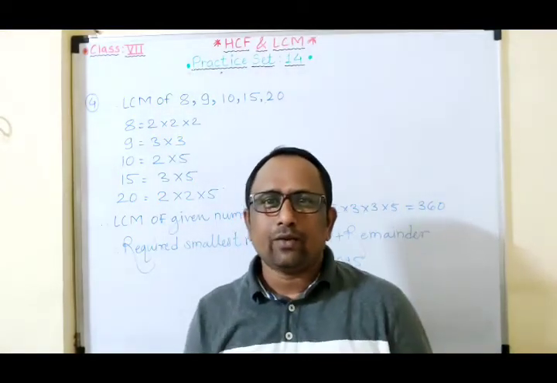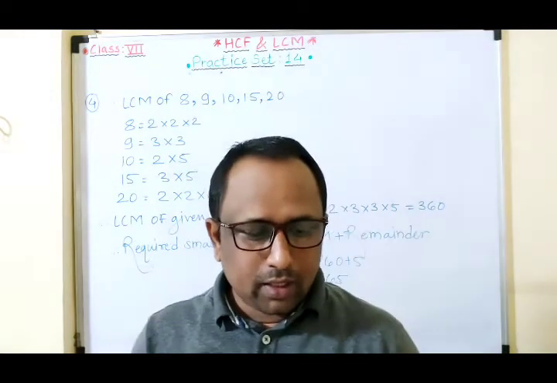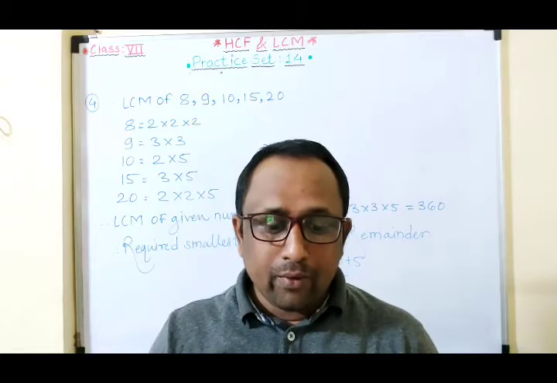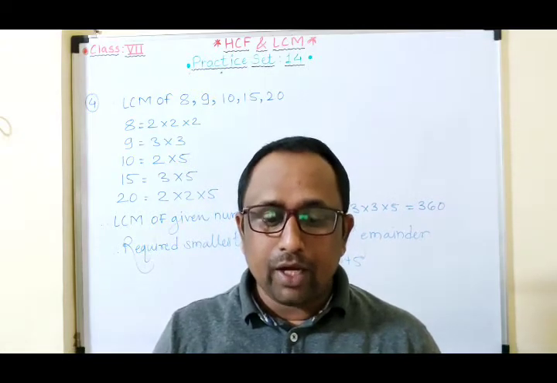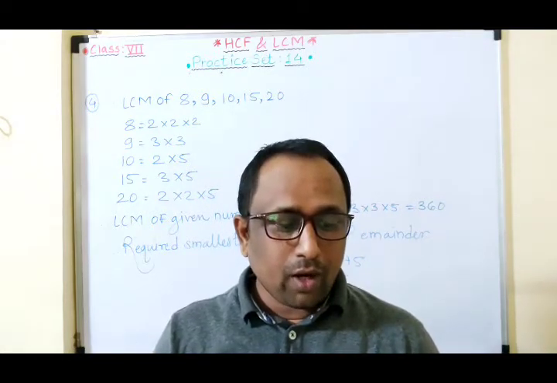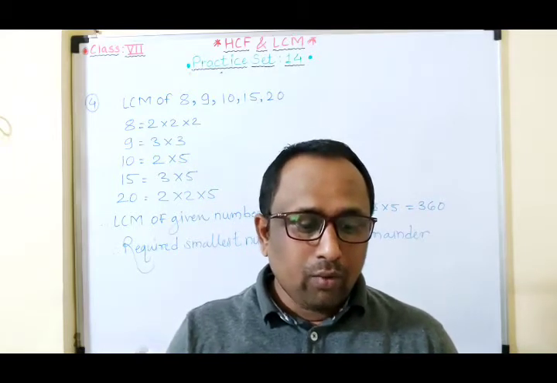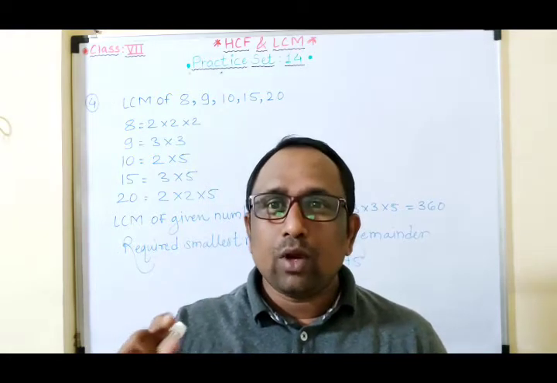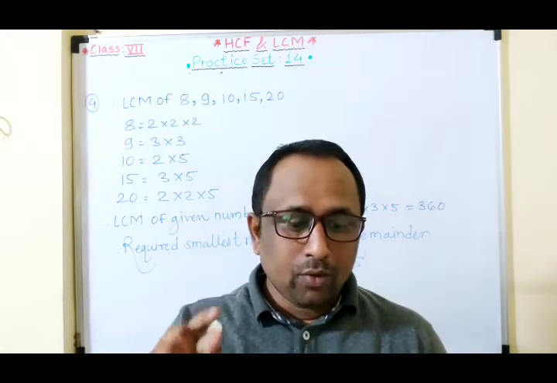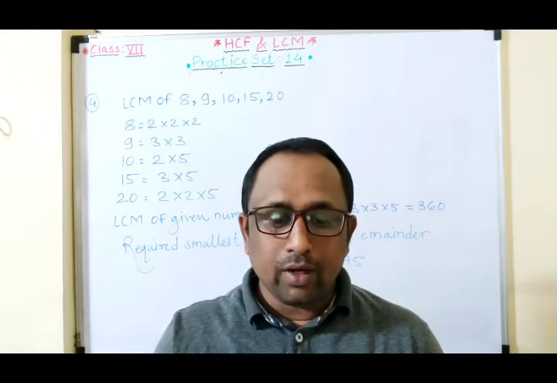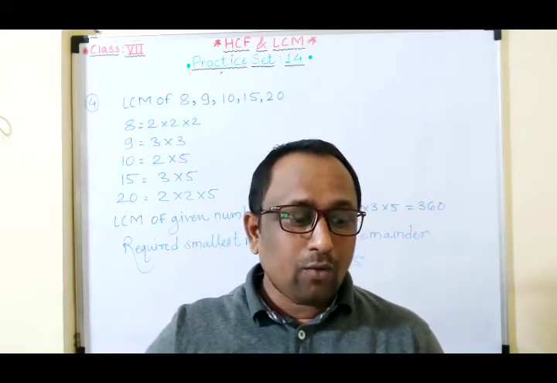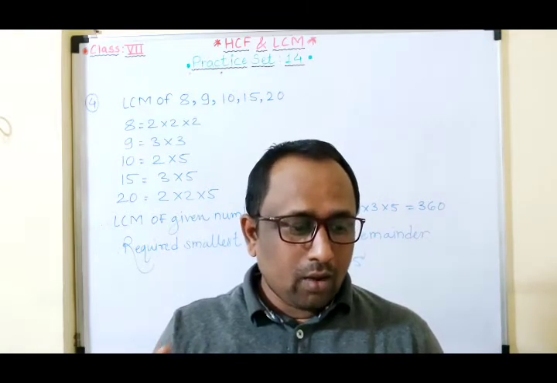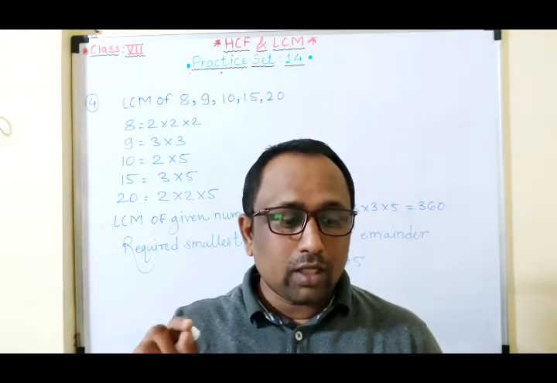This example is a little bit different, students. I will read it; that is example number 4. Find the smallest number which when divided by 8, 9, 10, 15 and 20 gives a remainder of 5 every time. Smallest number means we have to find the LCM here. So we find the LCM of 8, 9, 10, 15, 20, and it gives a remainder of 5 every time. So it's a remainder. We have to find the smallest number.